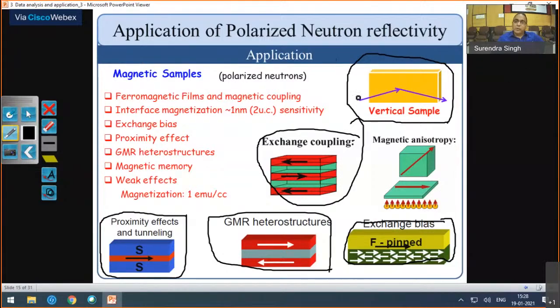You will find a few of the instruments are horizontal sample design for polarized reflectivity also. It is very sensitive to interface magnetization. You can get information at 1 nanometer or sub-nanometer depth or interface layer, which is nothing but two unit cells, two monolayers of that element. It is so sensitive to exchange bias, proximity effect, and all those things, even very weak effects, like very weak magnetization out of the interface, like 1 emu per cc. PNR is very sensitive to all these things, so we get the information on all this.